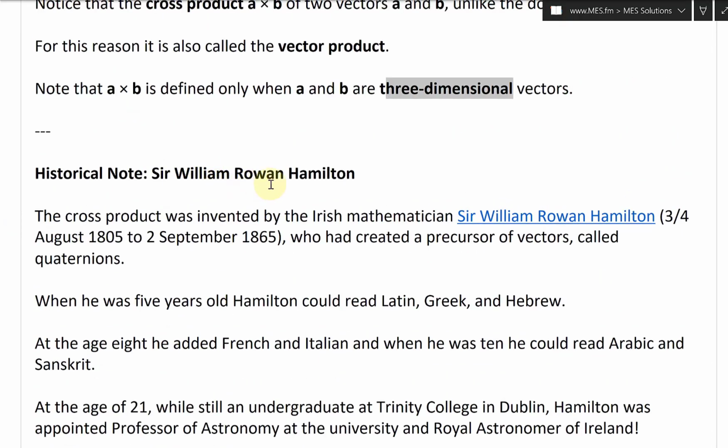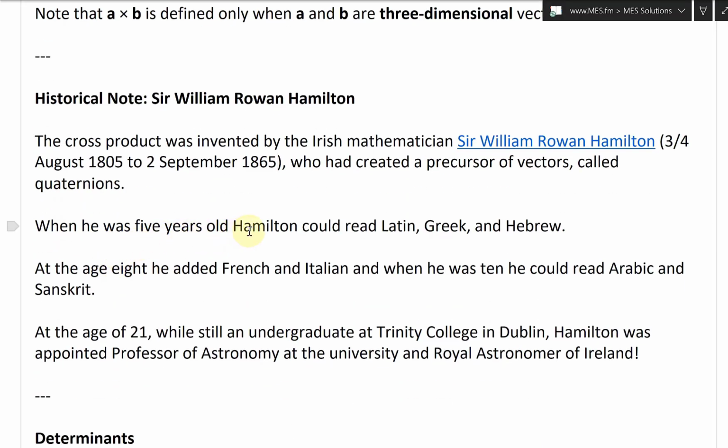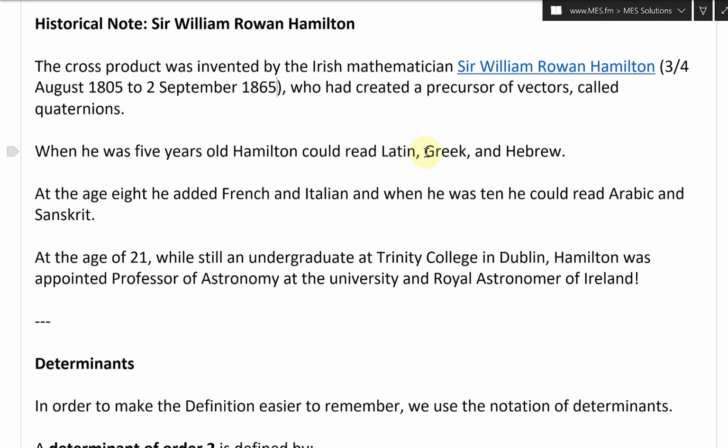All right, and now let's go over a brief historical note. This is on Sir William Rowan Hamilton. The cross product was invented by the Irish mathematician Sir William Rowan Hamilton, born either 3rd or 4th August 1805, and died September 2nd, 1865, who had created a precursor of vectors called quaternions. When he was 5 years old, Hamilton could read Latin, Greek, and Hebrew. At the age of 8, he added French and Italian, and when he was 10, he could read Arabic and Sanskrit. Some pretty ingenious fellow here.